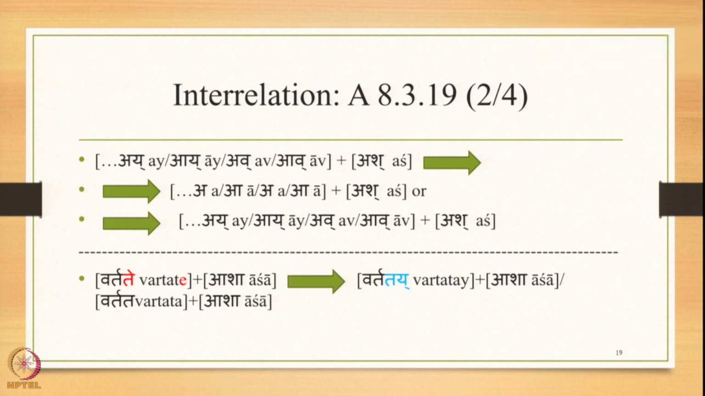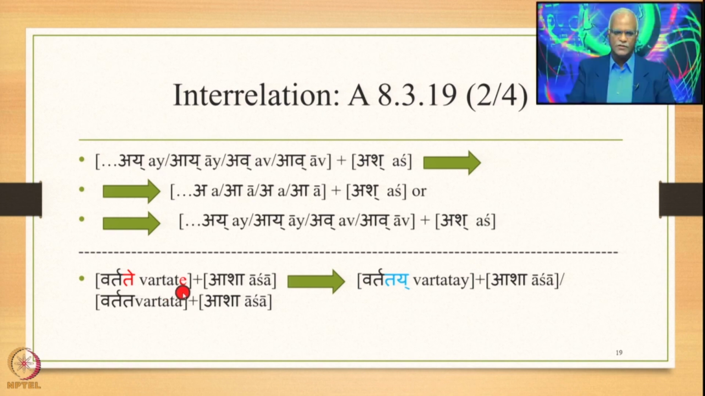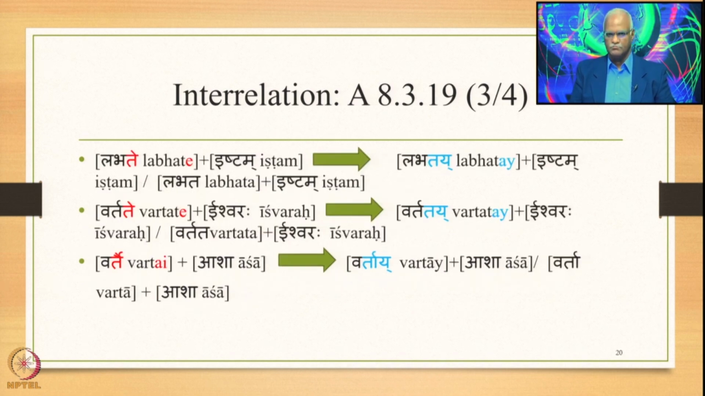For example, we have already seen this example, vartate. So e comes at the end of this pada followed by ash, where a comes at the beginning of this pada. So 6.1.78 applies and this e is substituted by ay, so we have vartataya plus ash, and now by the application of 8.3.19 this ya will be optionally dropped. So we have vartata ash, and we have studied several examples of this kind when we looked at specific examples of echo yavayavaha. Here are some of them.